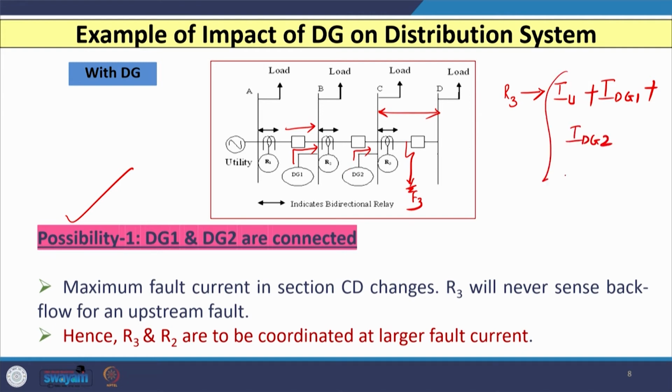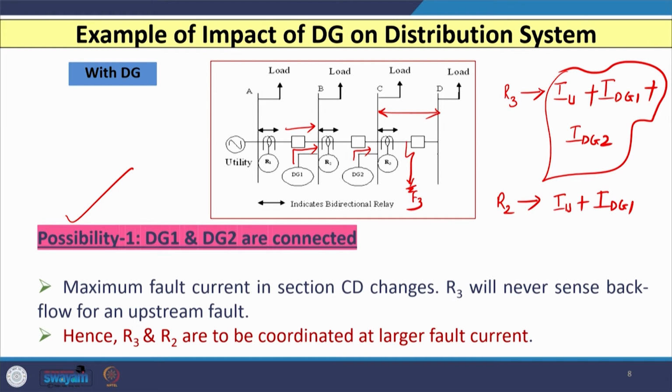So, this is the addition of all these three currents that will flow through relay R3, whereas from relay R2 the current that flows is I utility plus I DG1. Now you can see that in the earlier case, when no DGs are connected, the currents flowing through relays R1, R2, R3 are the same, whereas when we connect the DGs at two buses, let us say B and C, the current that flows through relay R3 and relay R2 changes.